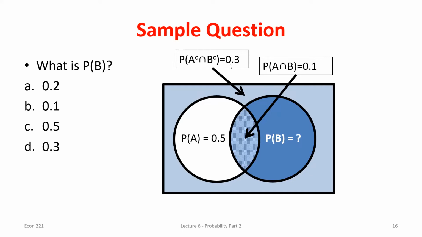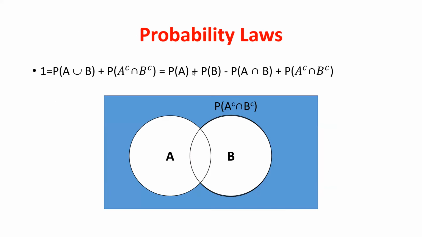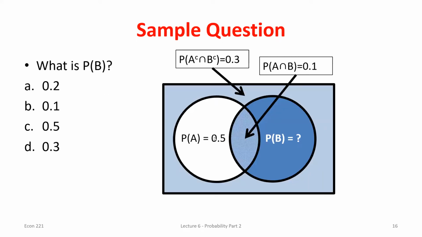Okay? So if I have those three components, it's really just a matter of, once I have that formula, being able to plug in what I know. So if I go back here, which of these did I know? Well, I was given the probability of A, I was given the intersection of the two events, and I was given the intersection of the complements. So I could plug in 0.5 for the probability of A, 0.1 for the probability of the intersection, and then 0.3 for the intersection of the complements. Then the only thing I have left to solve for is the probability of B.